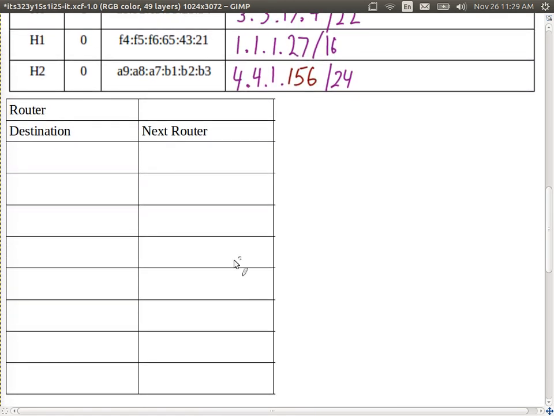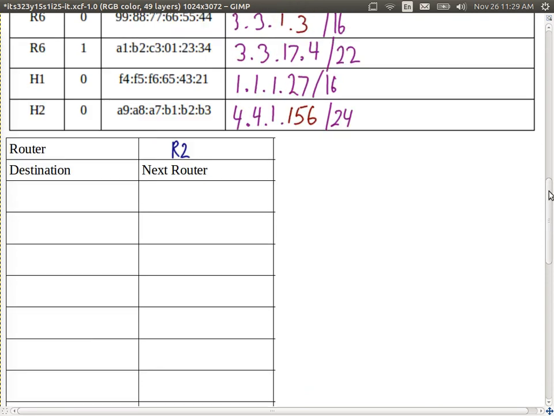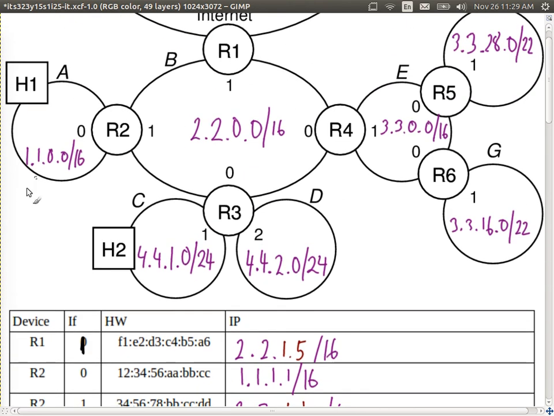So we'll start with R2 and fill it in. First, let's say we're at R2, and we want to reach the destination of subnet A, which is identified. Subnet A is 1.1.0.0/16.